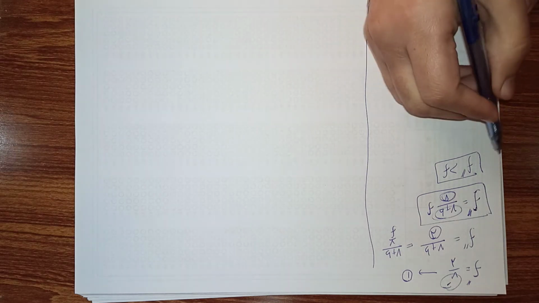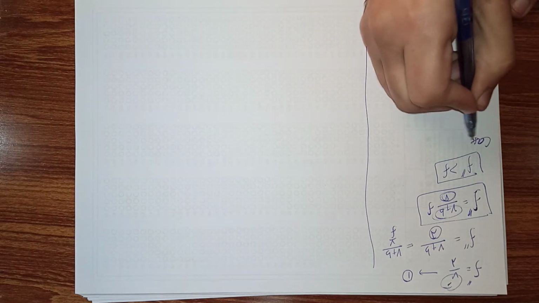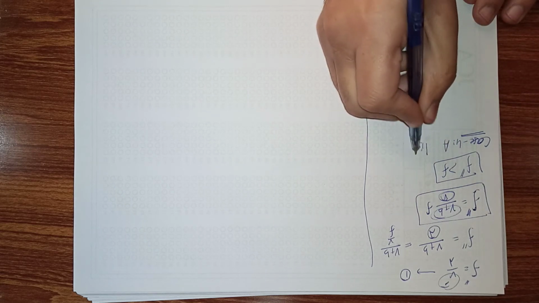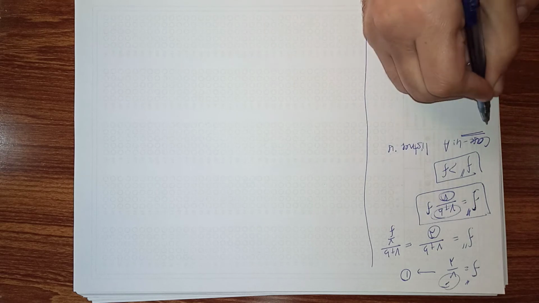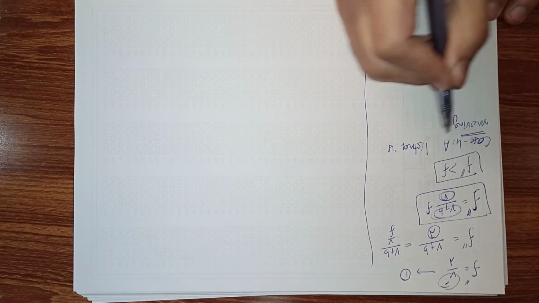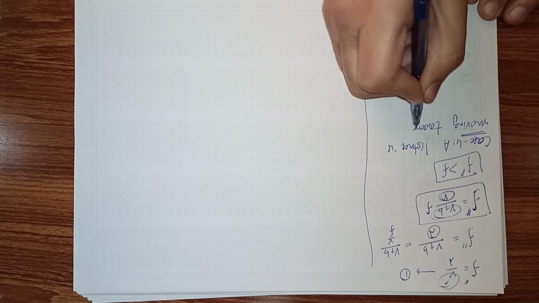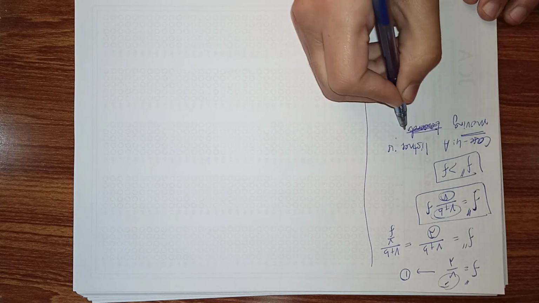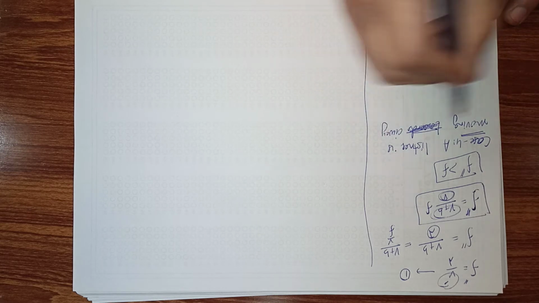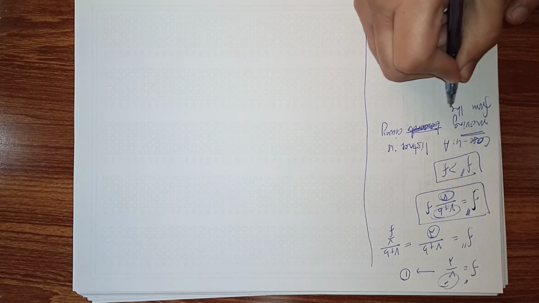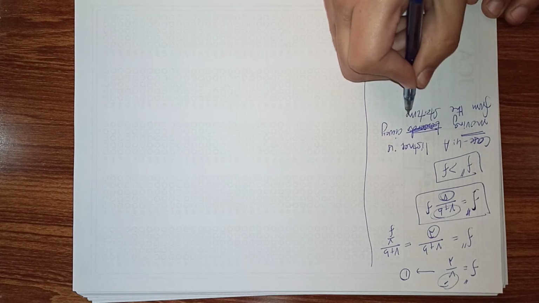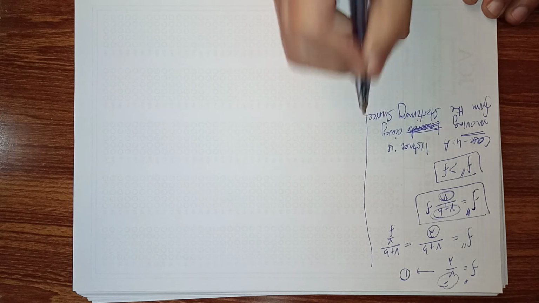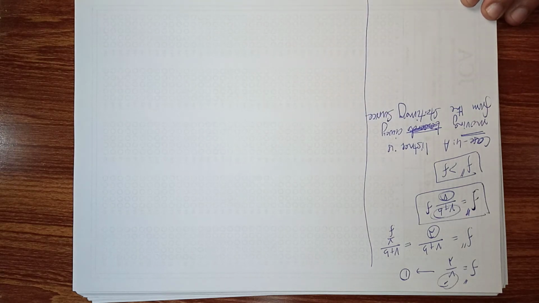Okay. Now, case number 4. A listener is moving away from the stationary source. Okay.